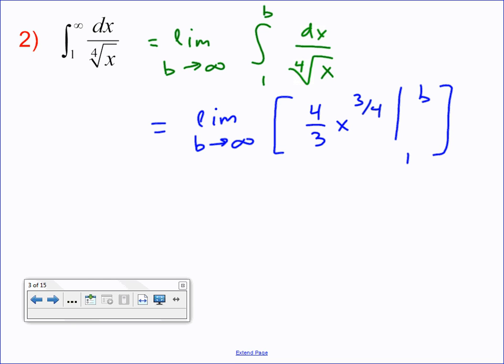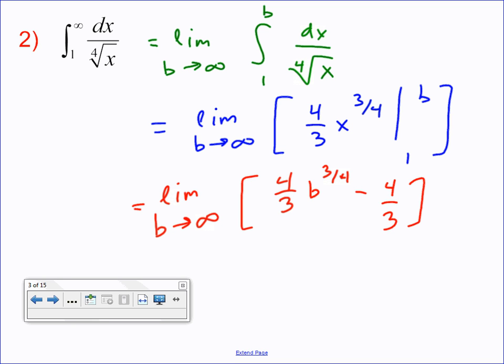So one more with my limit. We'll now evaluate my antiderivative function at the upper all the way through minus the lower all the way through, in accordance with the fundamental theorem of calculus evaluation part. So here we go. I get 4/3 b to the 3/4 minus 4/3, since 1 to the 3/4 is 1. And consider the value of this limit. As b goes to infinity, this constant is going to stay put at 4/3.